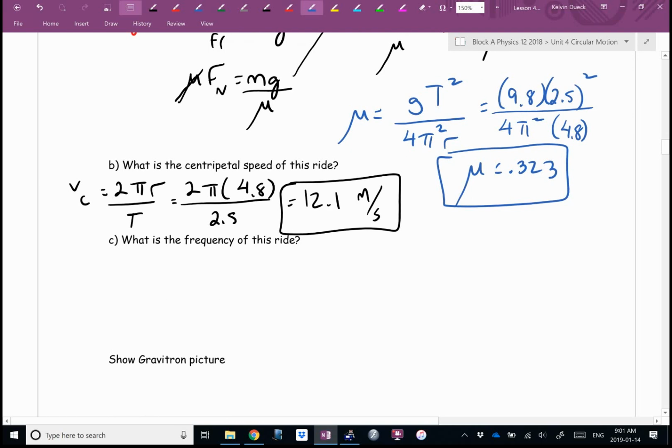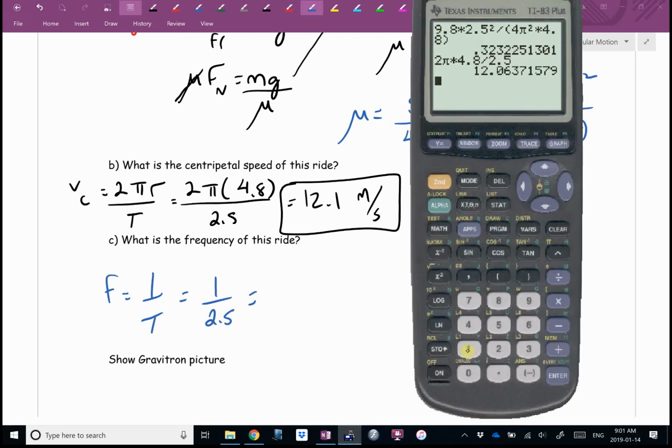What else could I ask? Oh, by the way, instead of giving you the period, I could give you the frequency of the ride in hertz, and that's giving you the period. Here, I gave you the period. The frequency is 1 over the period. Victor, that means the period is also 1 over the frequency. So it's going to be 1 over 2.5. 1 divided by 2.5. This ride goes at 0.4 hertz. I could have given you that instead of the period.